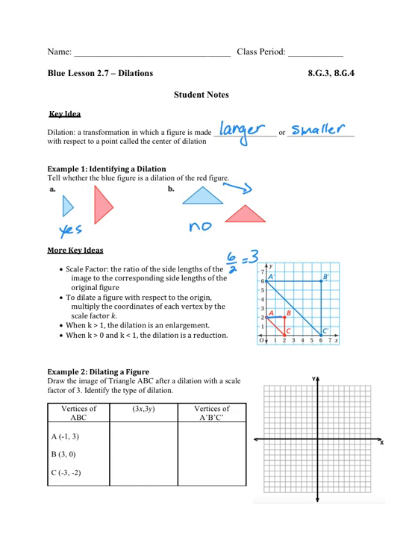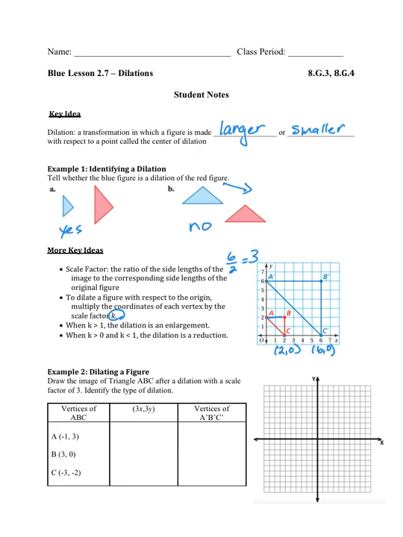Now, to dilate a figure with respect to the origin, all you need to do is multiply the coordinates of each vertex by the scale factor, which we show with the lowercase letter k. So here we have this point 2, 0 is C, and then for C prime, we multiply 2 times 3 to get 6, and 0 times 3 is still 0, so C prime is at the point 6, 0.